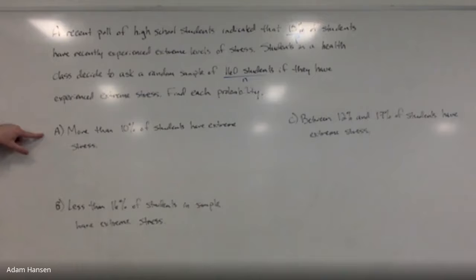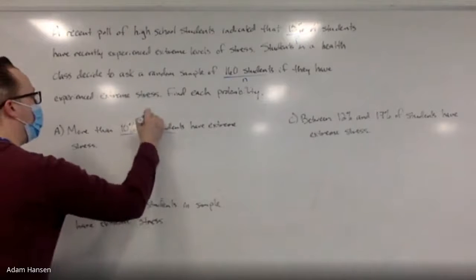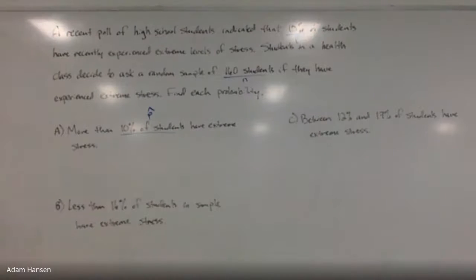In part A, I want to find the probability that more than 10% of the students in their 160 student sample have experienced extreme stress. What's the probability that more than the 10% of students in the sample have experienced extreme stress? This 10% is our p hat. That's our sample proportion. More than 10% of students in this sample have experienced extreme stress.